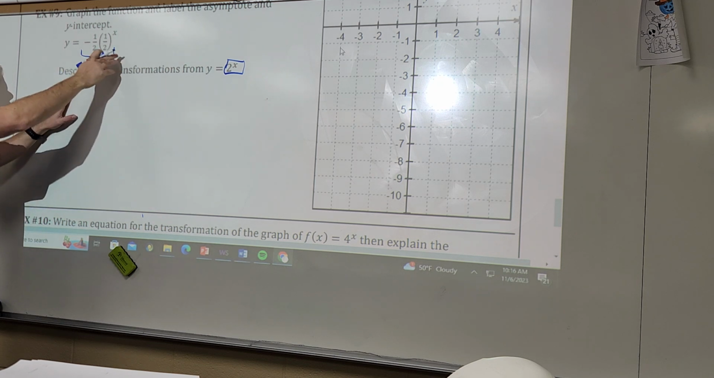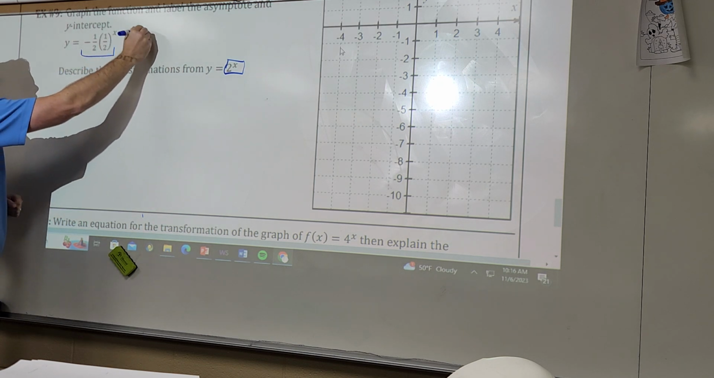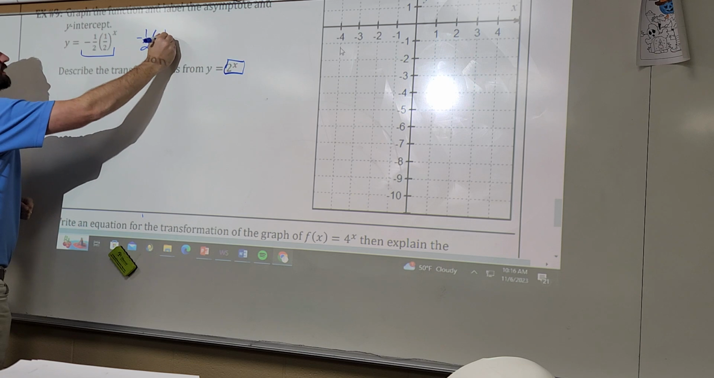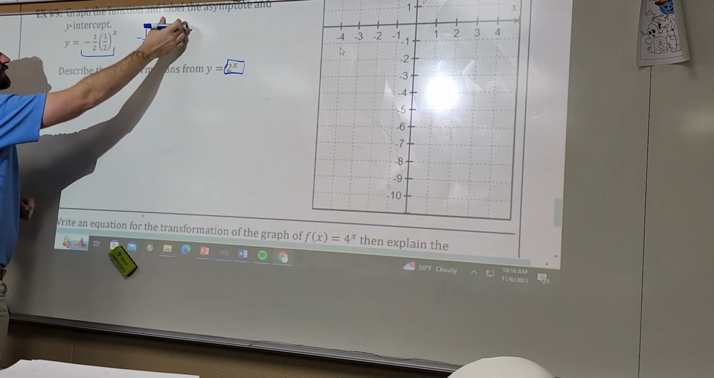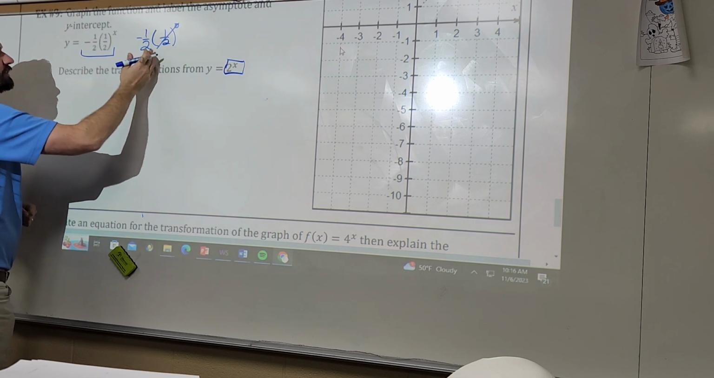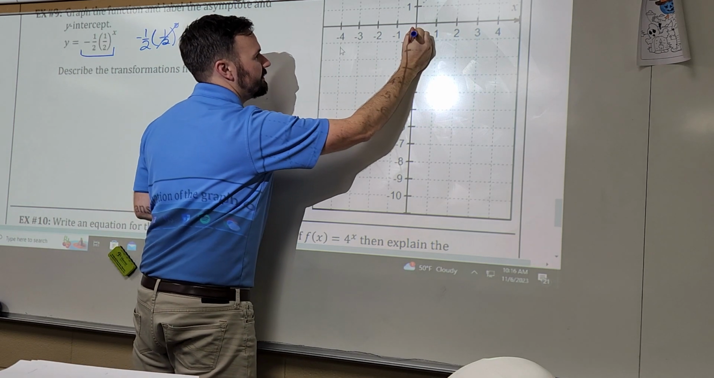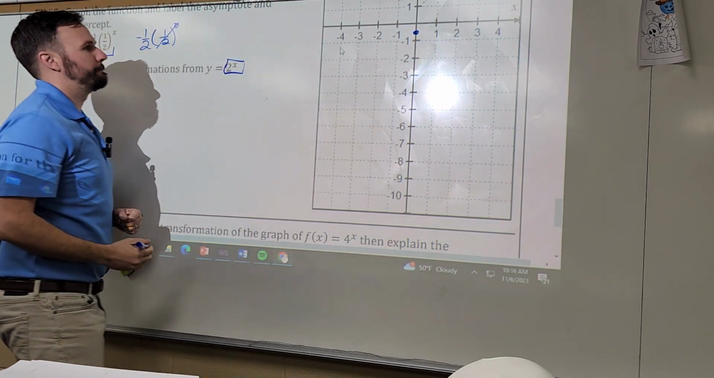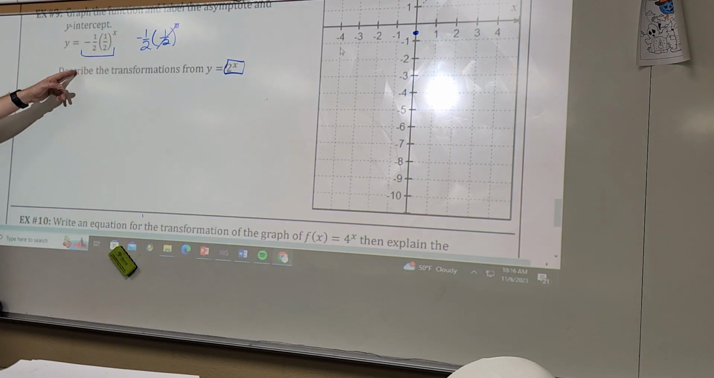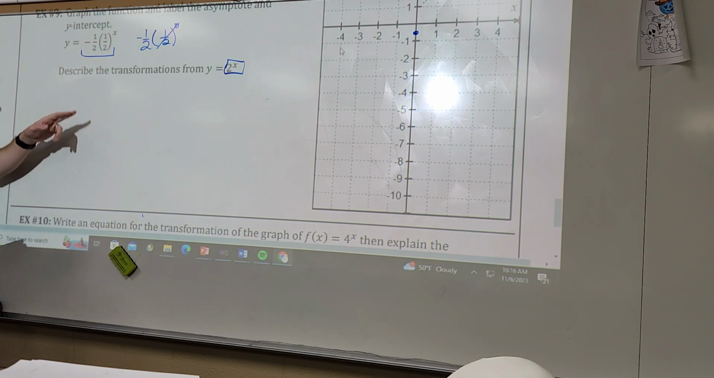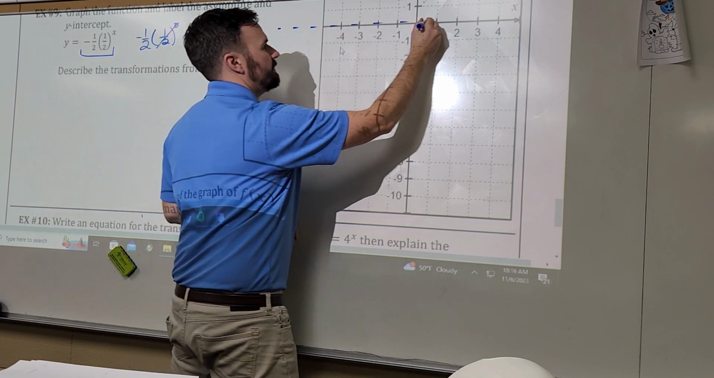Where's my y-intercept on this one? How would I find it? Yeah, plug in 0. And what's anything to the 0? 1. So I have (0, -1/2), right? Am I shifting this up, down, left, right? So what's my current asymptote? 0.